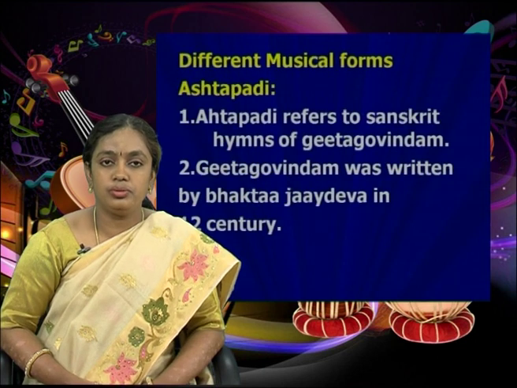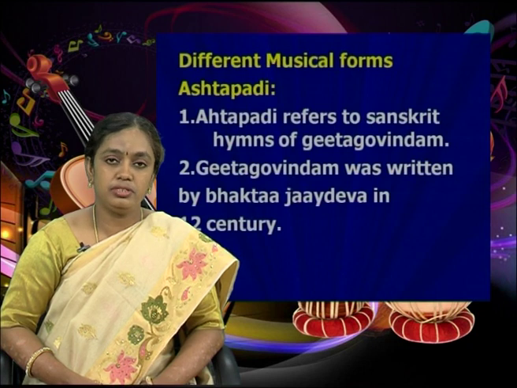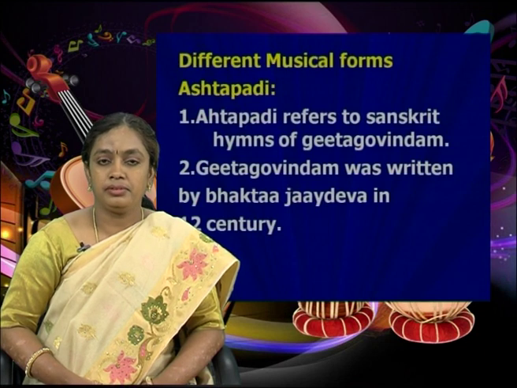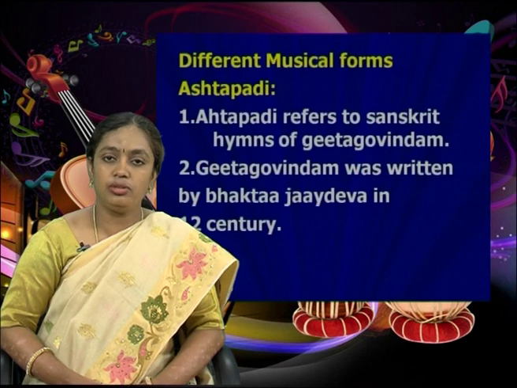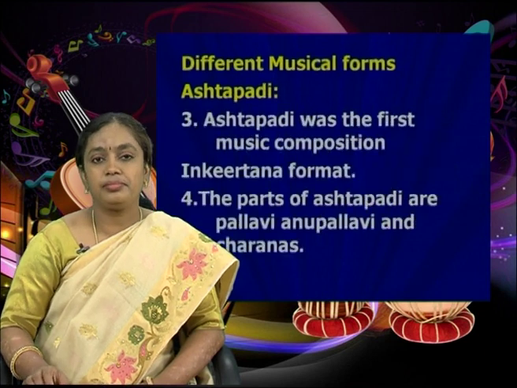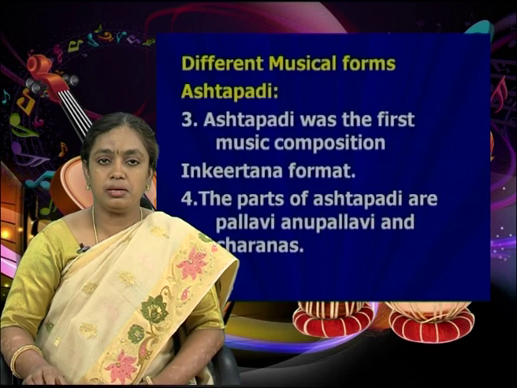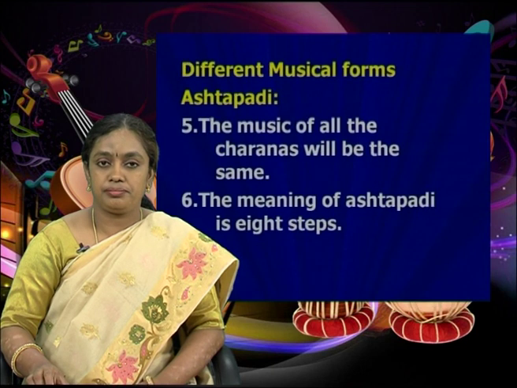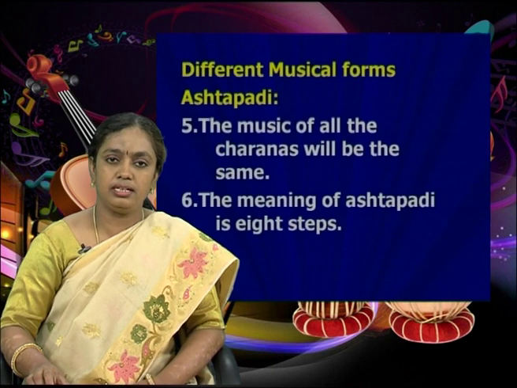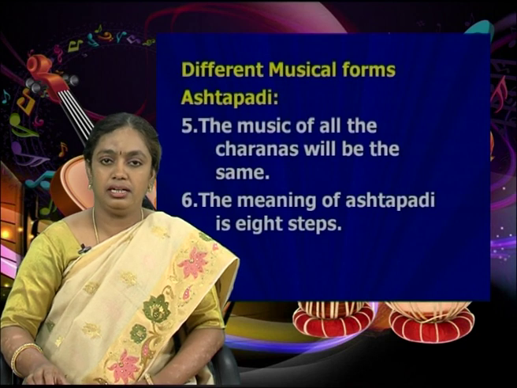Now you are going to know some particulars about different musical forms of South Indian Carnatic music, and the chapter is Ashtapadi. Ashtapadi refers to the Sanskrit hymns of the Geetha Govinda Kavya. Geetha Govindam was written by Bhakta Jayadeva in the 12th century, and Ashtapadi was the first music composition in Kirtana format. The parts of Ashtapadi are Pallavi, Anupallavi and Charanams, and the music of all the Charanams will be the same in the Ashtapadis. The meaning of Ashtapadi is eight steps.